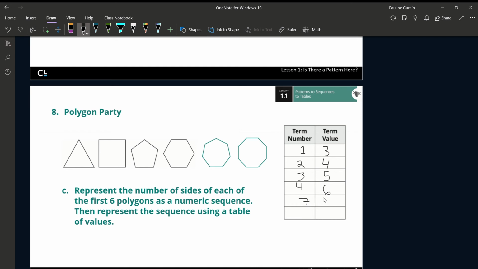Septagon, I believe, has 7 sides. I don't know where I wrote the 7 there. That should be a 5. And my sixth shape is an octagon, has 8 sides.